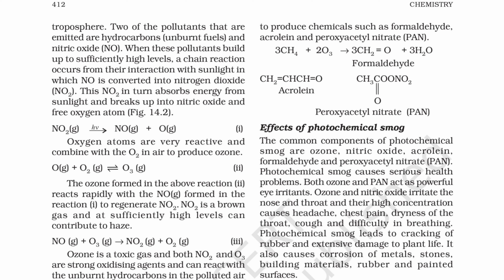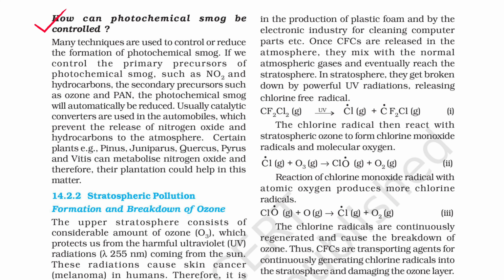Photochemical smog leads to cracking of rubber and extensive damage to plant life. It also causes corrosion of metals, stones, building materials, rubber and painted surfaces. How can photochemical smog be controlled? Many techniques are used to control or reduce the formation of photochemical smog. If we control the primary precursors of photochemical smog, such as NO2 and hydrocarbons, the secondary precursors such as ozone and PAN, the photochemical smog will automatically be reduced.